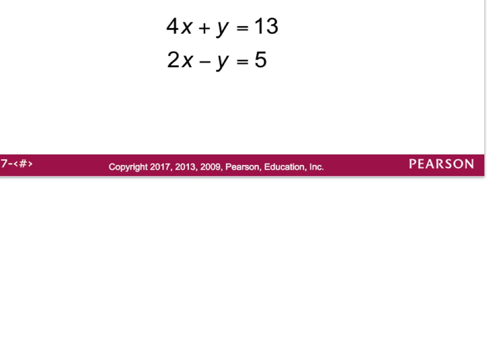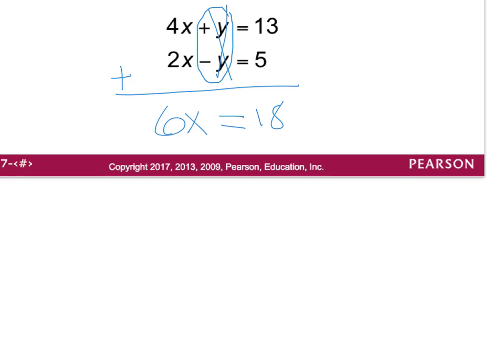Step 2, what you're looking for is you're trying to get two terms to be exact opposites. So notice we have a positive y and a negative y. That's beneficial because when we go to step 3 and we add the two equations together, the positive y and the negative y cancel each other. When we add the 4x and the 2x together, we get a 6x. And when we add the 13 and the 5 together, we get an 18. Now we have this little equation that we're able to solve for x by dividing each side by 6, and you can see that x is 3.